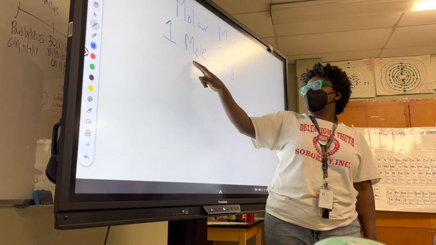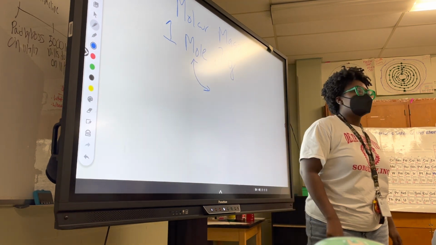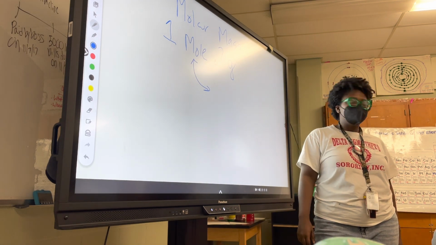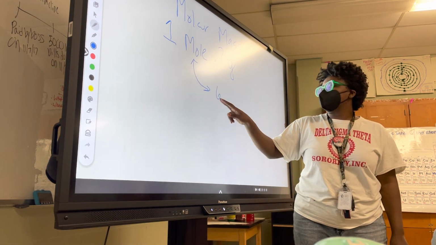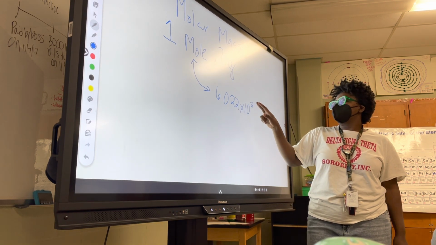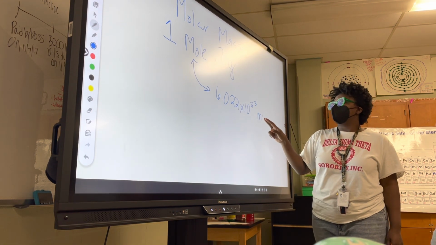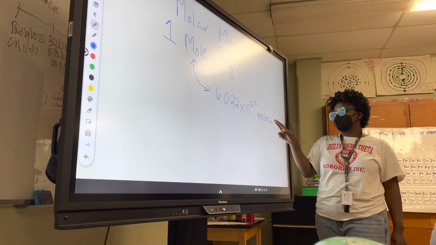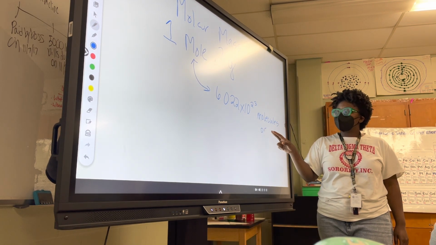Now let's talk about this word mole. Have we talked about it before? No? Okay, a mole represents 6.022 times 10 to the 23rd. That's a big number. Yes, it is. Molecules or atoms.